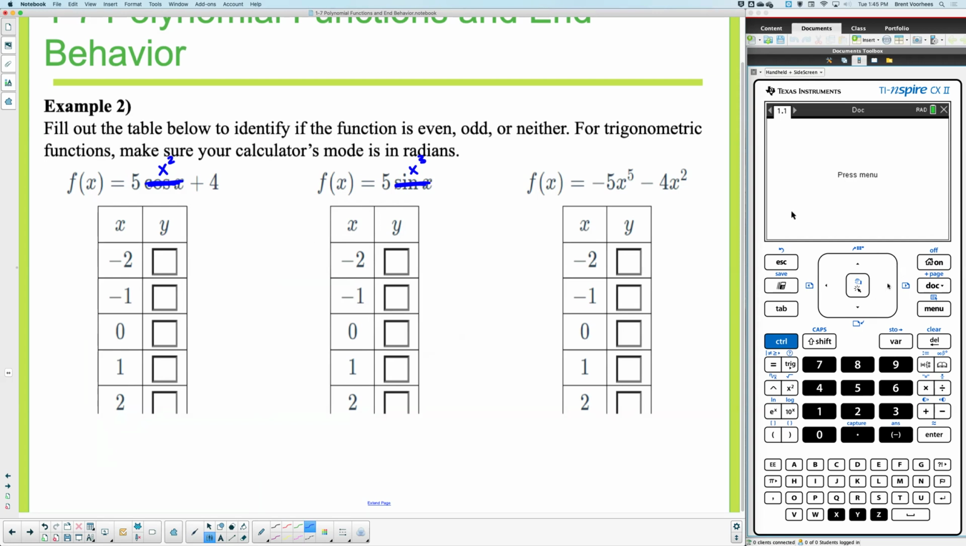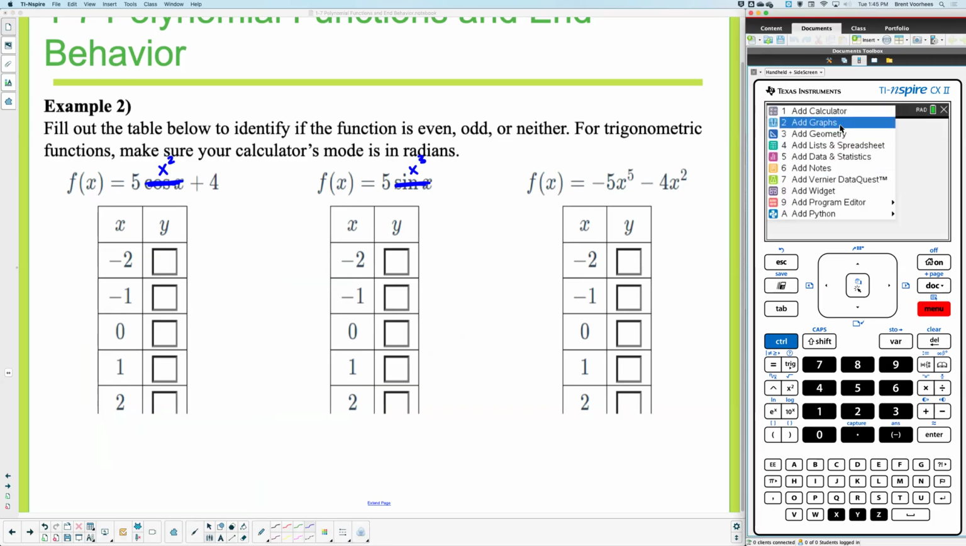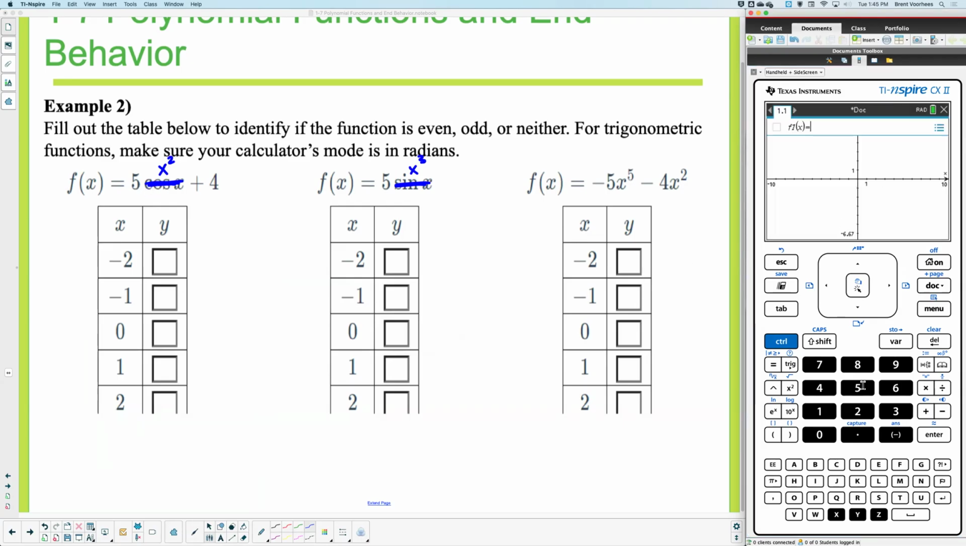So on your calculator, get to your home screen, do new document, don't save if it asks you. Mine already cleared it, so I'm back here. Choose a graph, and let's graph these and see what we come up with. So 5x squared, and then plus 4 on the outside. Whoops, 5x squared plus 4. How do we get to a table? Do you remember? Control T.